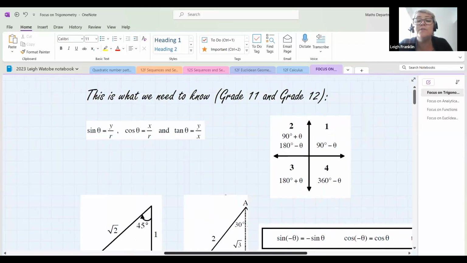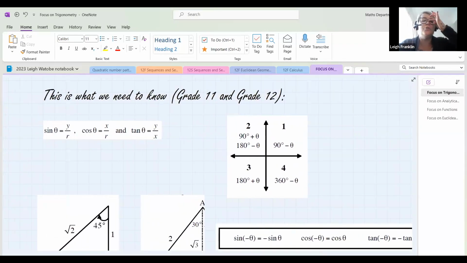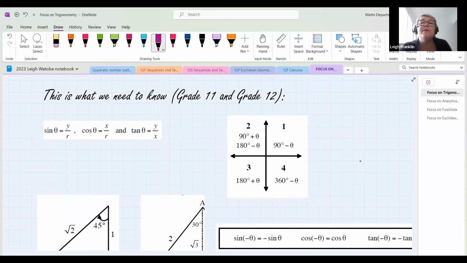Okay, so I'm scooching over to the side, and this is what we need to know for grade 11 and grade 12. Some of this seems a little bit basic and straightforward, but that is what is required of us. When we see sine theta, it means y over r. Cos theta is x over r. Tan theta is y over x. So when they want us to substitute in place of tan theta, they want us to write y over x. If they want us to substitute in place of cos theta, they want us to write x over r. These are important for our Pythagoras type questions, where we're going to be substituting in values. We'll talk about that more when we look at our first questions.